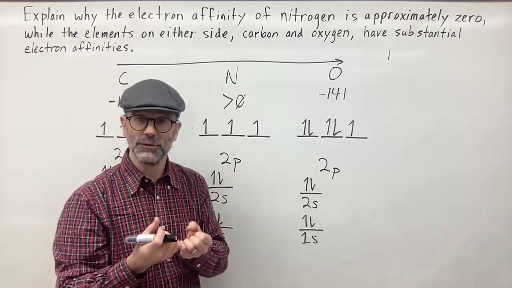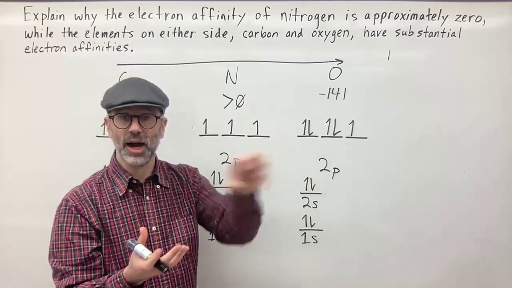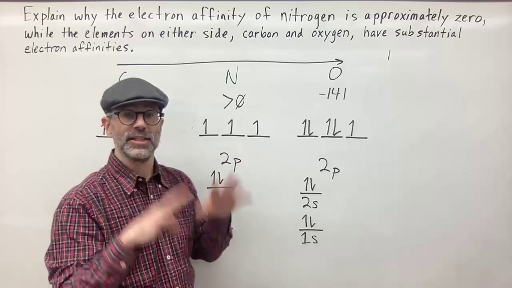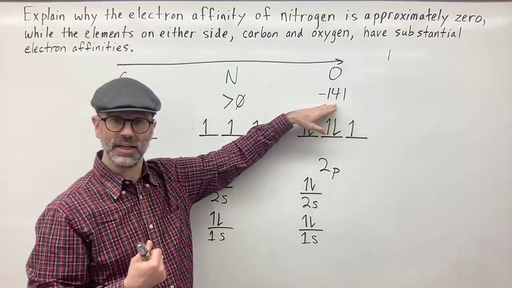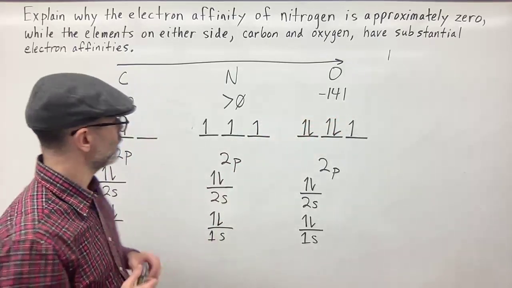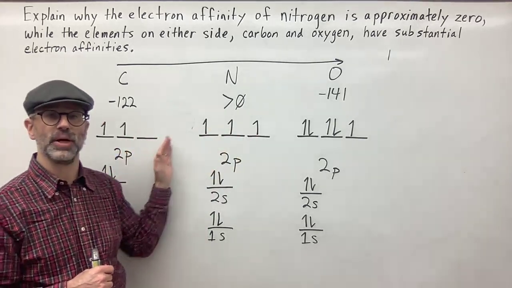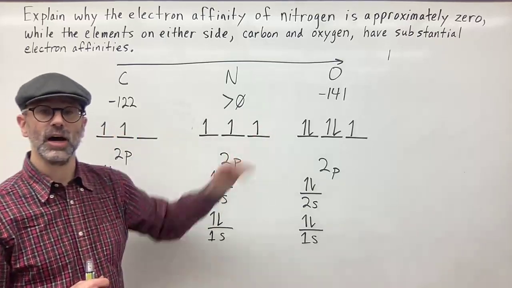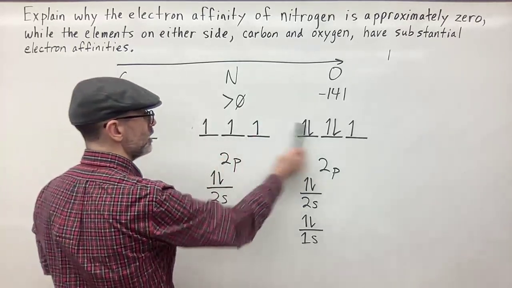So the attractive force of the nucleus is going to be great enough where adding the electron is going to have an overall stabilizing effect. And so the electron affinity for adding another electron to oxygen is going to be greater. So it's going to be a negative. So that explains why you see this difference in carbon, nitrogen, oxygen in the trend of electron affinities in the periodic table, but in particular between these three.